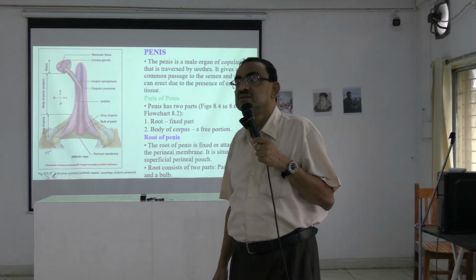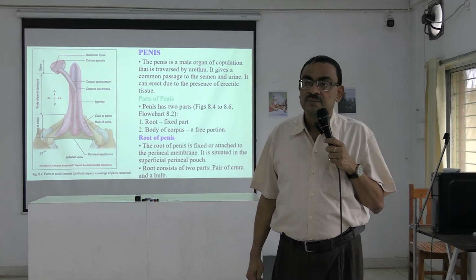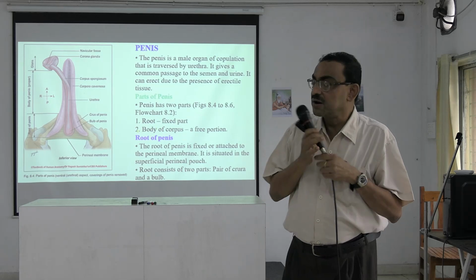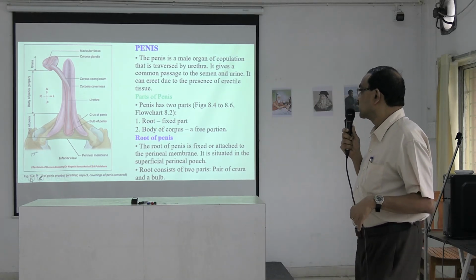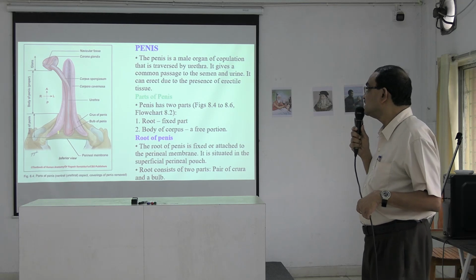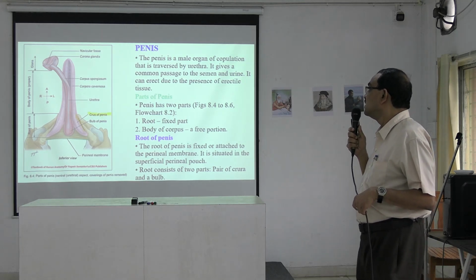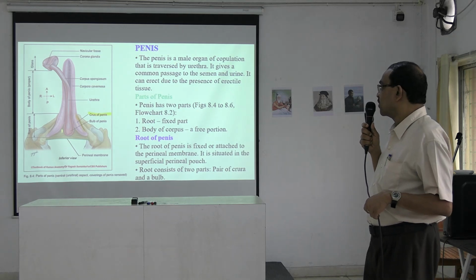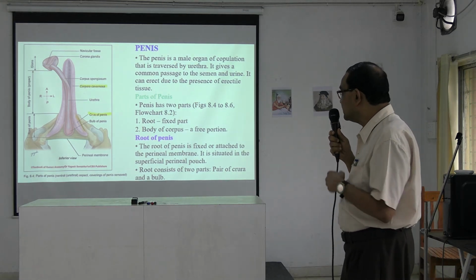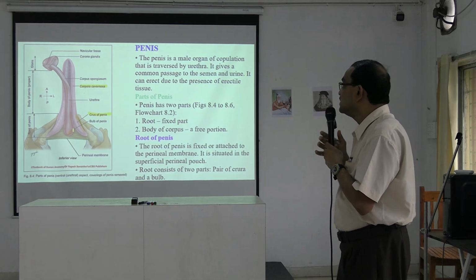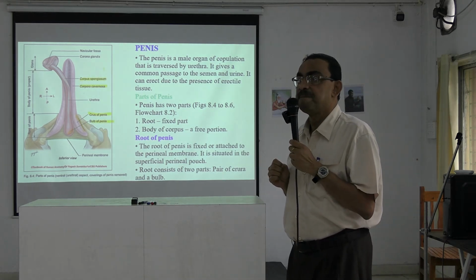The penis has two muscular components: the crus of the penis on either side, which is continued as the corpus cavernosum, and the bulb of the penis in the root, which is continued as the corpus spongiosum.